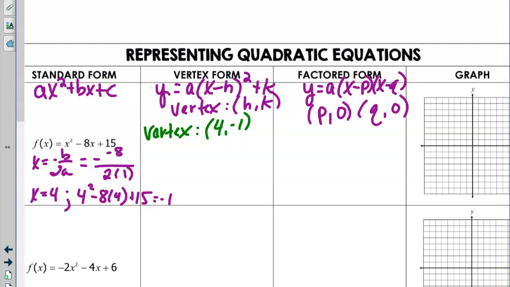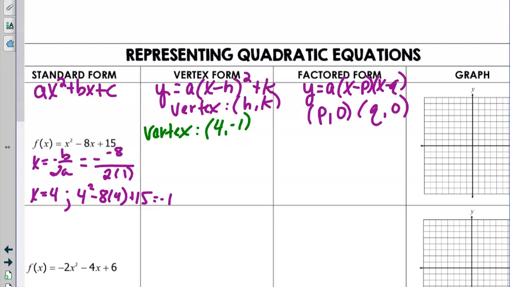We need to make sure that this a value is not anything but 1. And I'll show you how to do that in a moment, but we need to get another point on here to be able to solve for a. So this gives us our vertex. What we can do next to get it into factored form is to factor this. So I'm going to pause there, and you're going to kind of see the relationship between the three. We're going to go ahead and factor this.